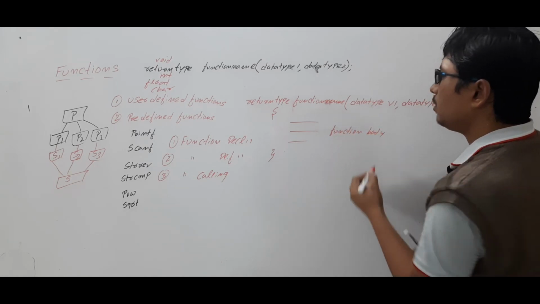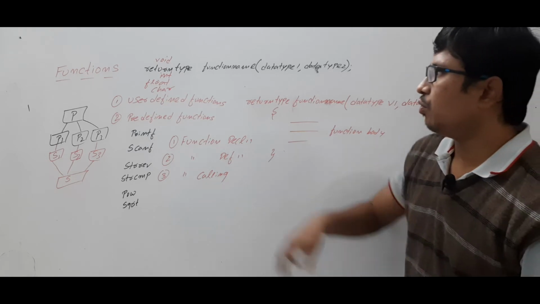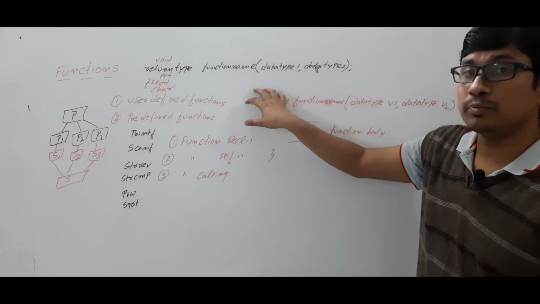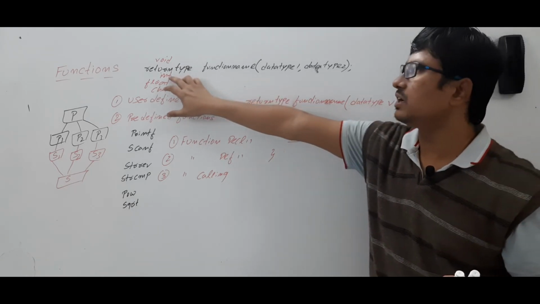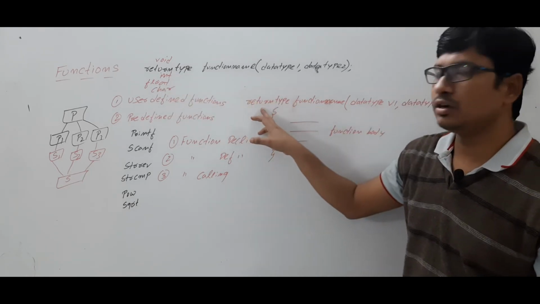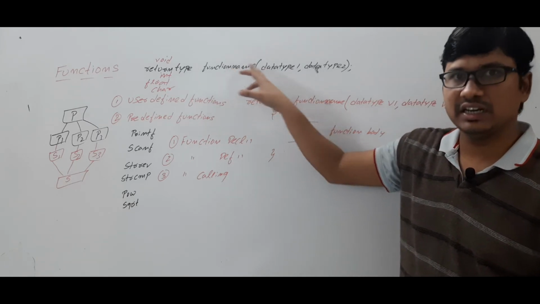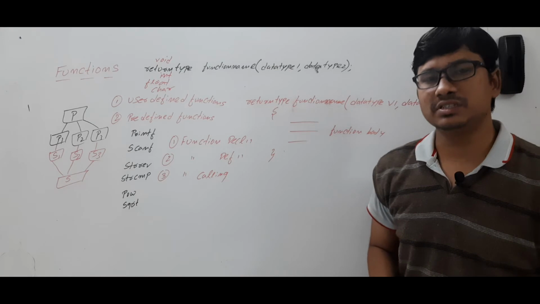Okay, now look at this one. What is the return type you have used in the function declaration? The same return type you should use. If you are writing the return type here as int, then here also you should write it as int. And the name of the function in the function declaration and function definition should be the same.